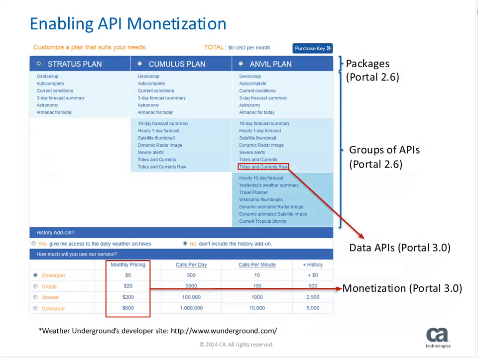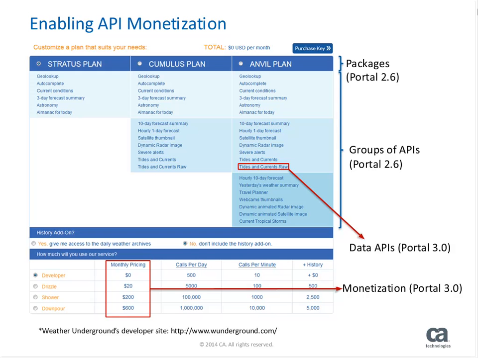So here's a good example from the Weather Underground. They have 3 account plans, the Stratus plan, the Cumulus plan, the Anvil plan, and each of those plans is composed of a group of APIs. So for each plan, you would get access to, for example, the Stratus plan, 6 APIs, and then another 6 APIs with the Cumulus plan, another 6 APIs with the Anvil plan. So that's the kind of thing that we allowed you to get done in 2.6.